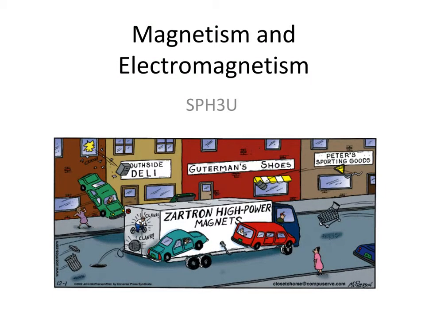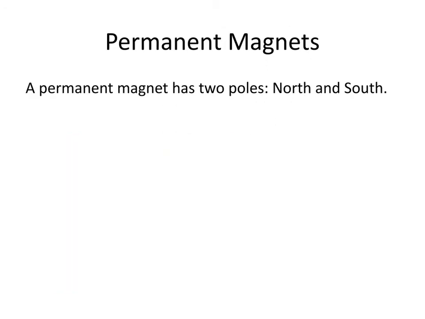So we've talked about electric circuits and electricity in general. Now we're going to talk about electromagnetism and magnetism and the relationship between the two. We have a couple of different kinds of magnets. We have permanent magnets and then we have electromagnets. We'll talk about permanent magnets first.